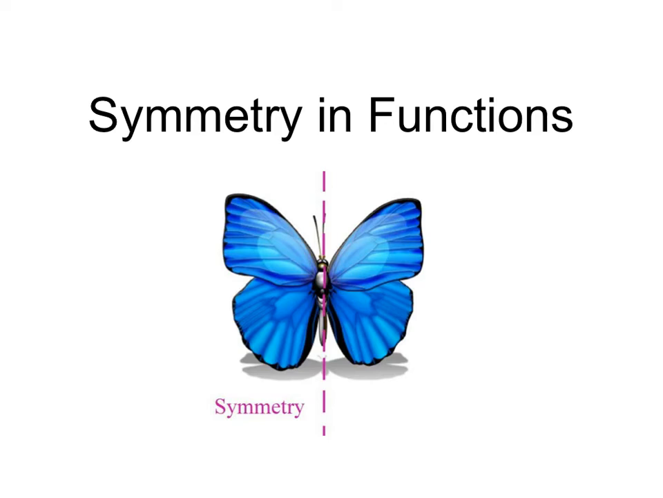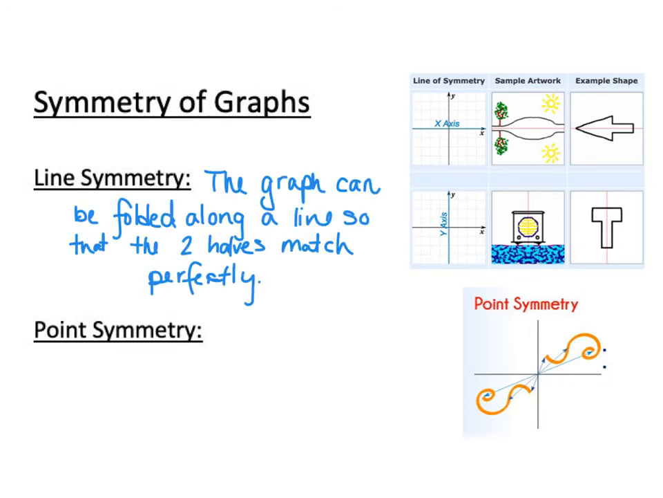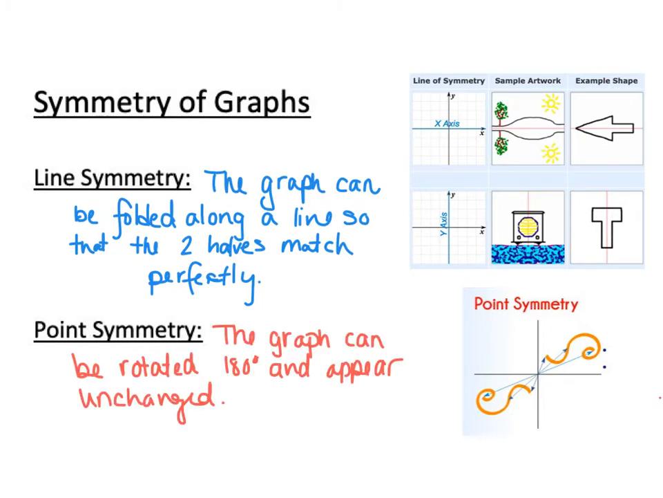In this lesson, we're going to examine the symmetry of relations and functions. When we look at relations, there can be two types of symmetry present: line symmetry or point symmetry. If a relation has line symmetry, the graph can be folded along a line so that the two halves match perfectly. Whereas if a relation has point symmetry, the graph can be rotated 180 degrees and the graph can appear as if it is unchanged.